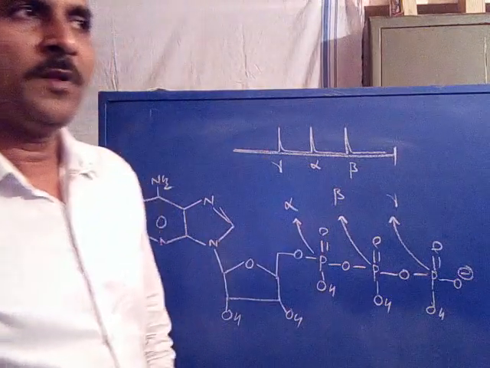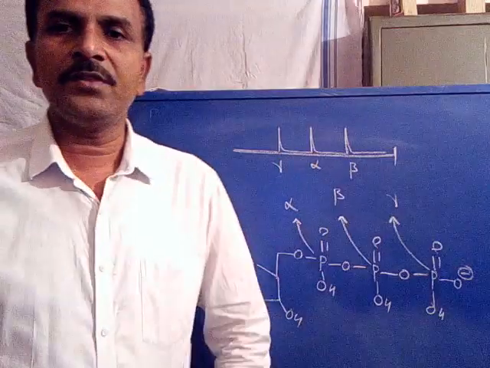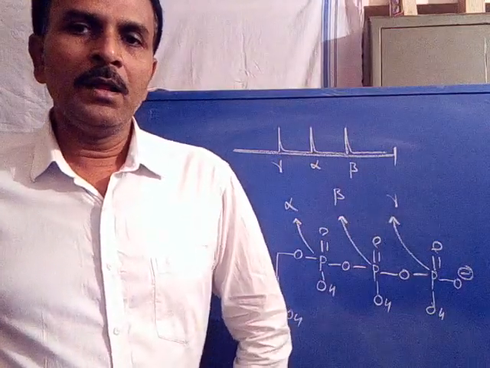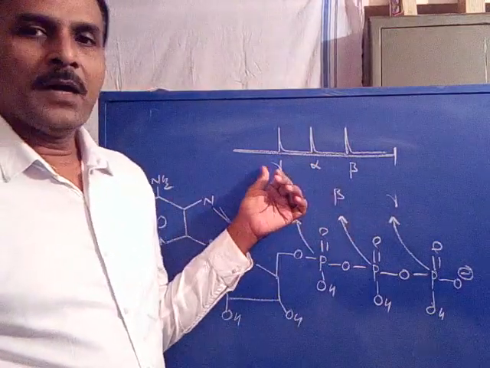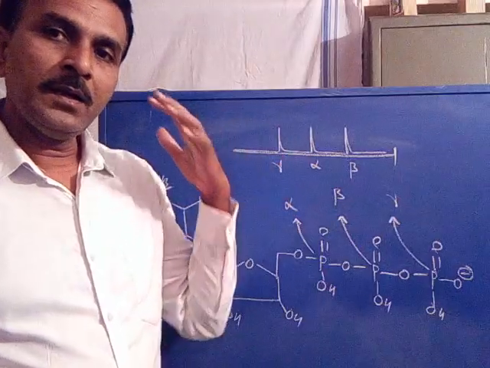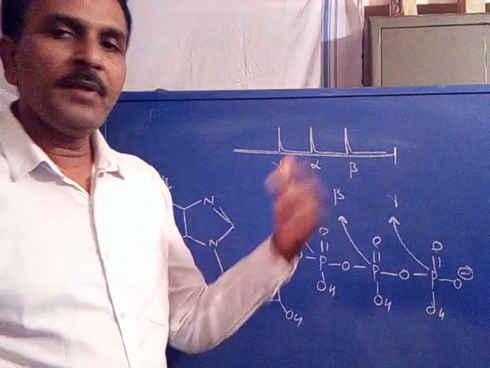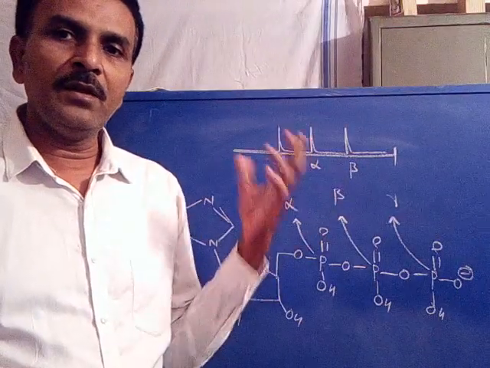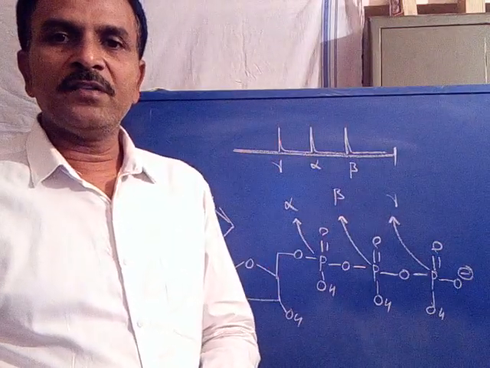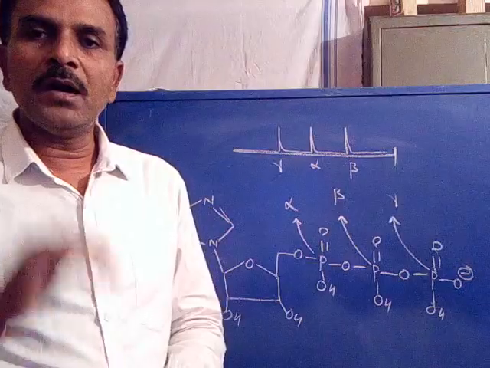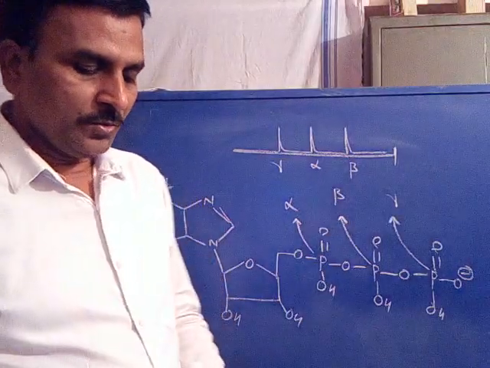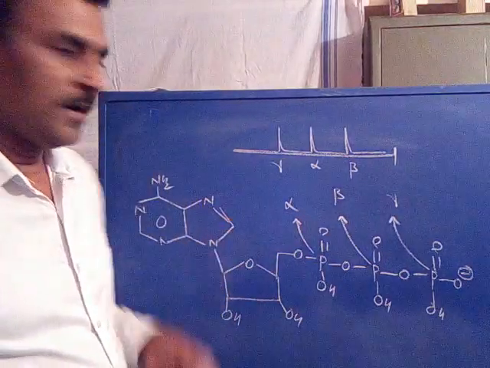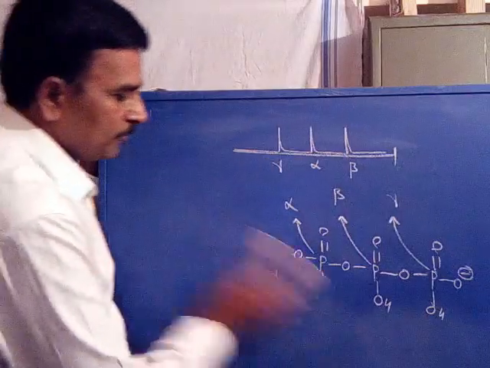There are three phosphorus, but they are non-equivalent, hence three signals appear separately. Gamma phosphorus appears at a downfield value when compared with beta phosphorus, which appears at an upfield value. The alpha phosphorus appears in between, at a moderate absorption frequency. So this is the ATP phosphorus NMR spectrum.